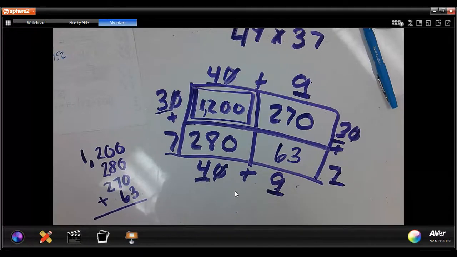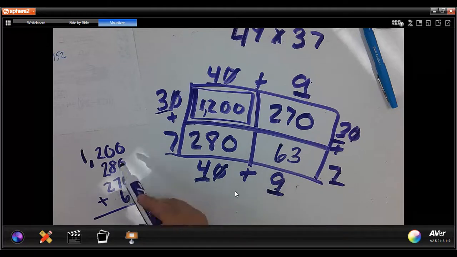And a good strategy for the rest of the ones that we did would be to estimate our work, which I will model for you on here to be able to show you guys a way to easily check these to make sure that they're reasonable answers. So I'll go over that next.